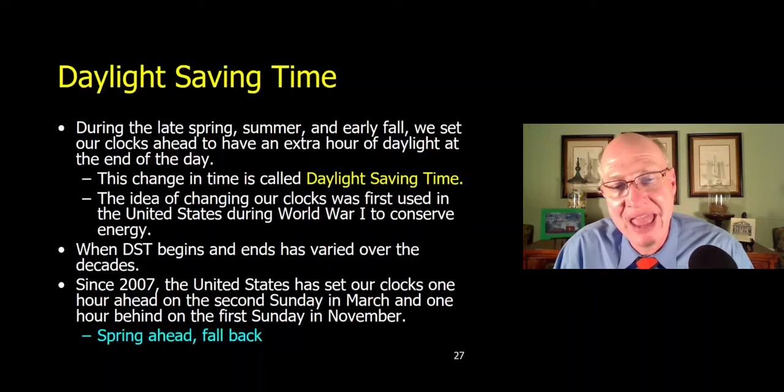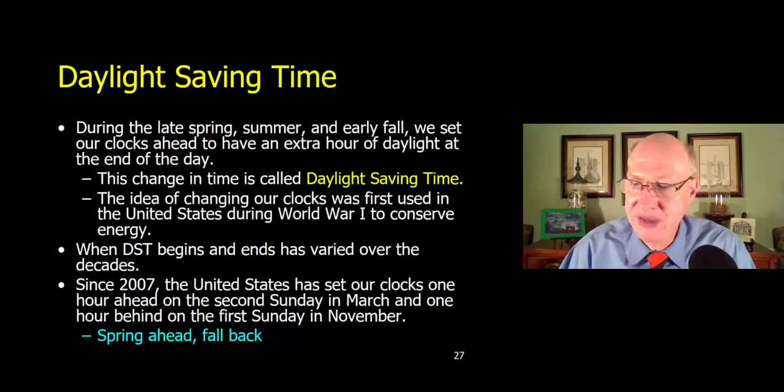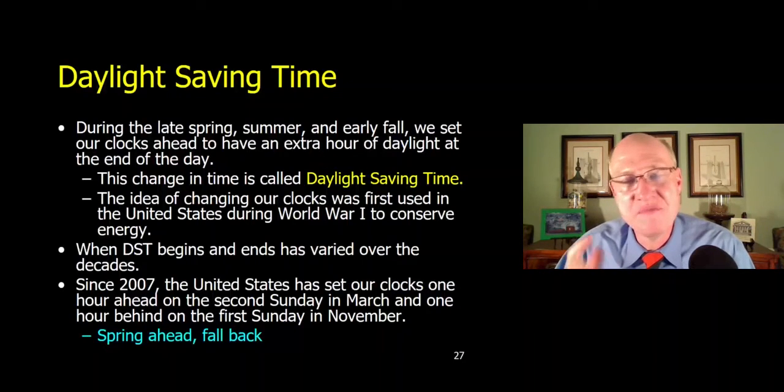We spring ahead and then we fall back. Here's the thing. If you look at those months, March, April, May, June, July, August, September, October, November, that's 9 months of the year. Maybe a little bit less than that because it's the first Sunday in November and the second Sunday in March. So sort of like 8 months and a week of the year. More than half the year, we are on daylight saving time.